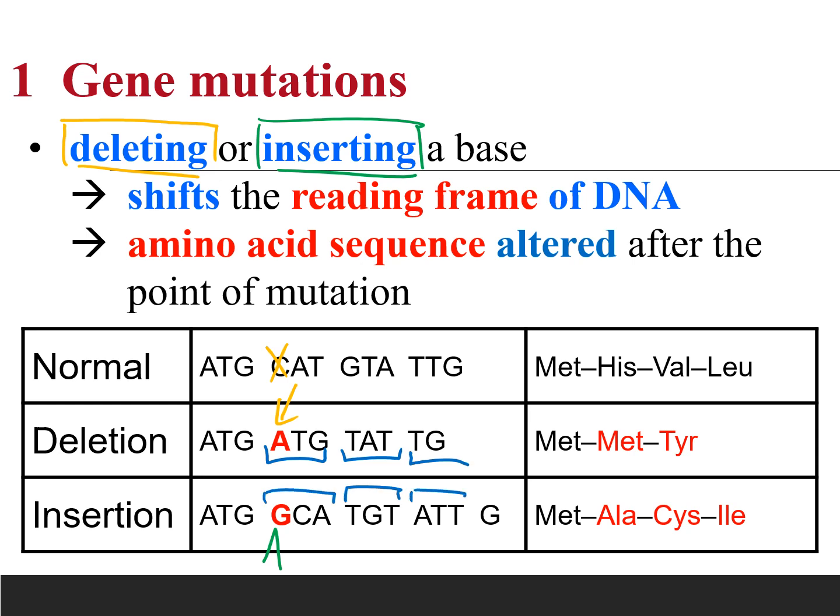And we call this situation a shifting of the reading frame of the DNA. After the point of mutation, which is located here, the insertion point or the deletion point, all the amino acid sequence afterwards will be altered. So this is how you shift the reading frame, leading to a change in amino acid sequence after the point of mutation by deletion or insertion of a base.